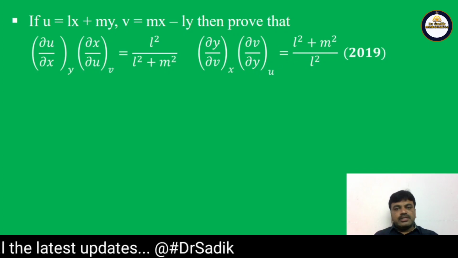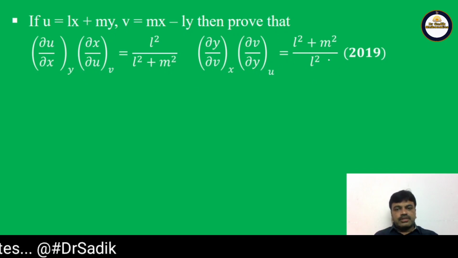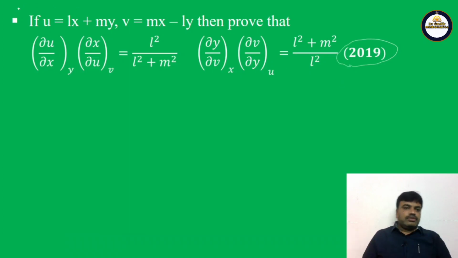Okay friends, this one is very important, because this is a 2019 problem. Let us do it carefully. Solution. Given u is equal to Lx plus my, v is equal to mx minus ly.